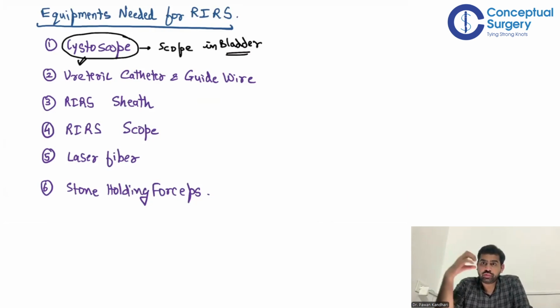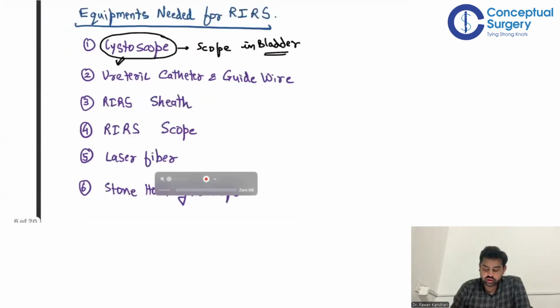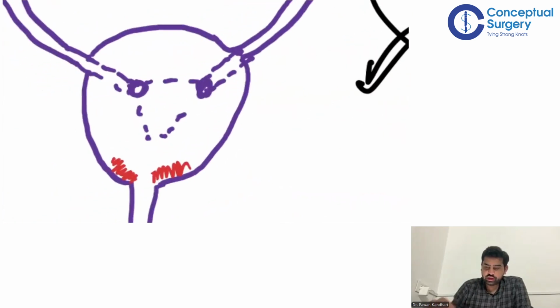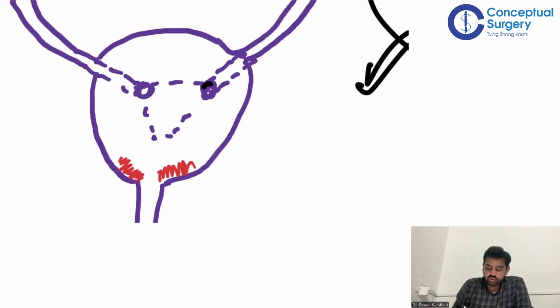Okay, what is a cystoscopy? You're putting a camera inside the urinary bladder and visualizing the urinary bladder. That is what is called a cystoscopy. You understand my point? Now, once you enter inside the bladder, what you basically see is the ureteric orifices. Okay, so let's come back. You find that there is a ureteric orifice.